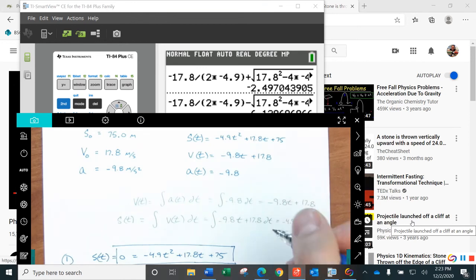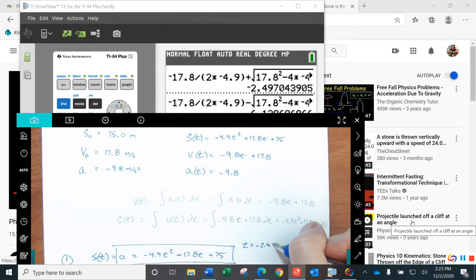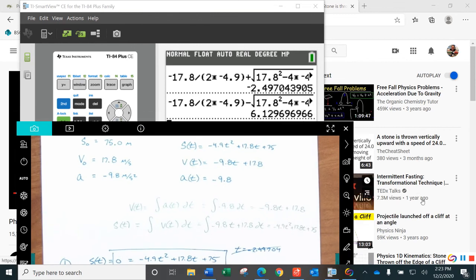I've got a negative, so I got t equals negative 2.49704, but I'm already convinced I don't have a time machine, so I'm going to throw that one away. Let's go look at the next one. The other one that I found was t equals 6.1296966, and that's in seconds.